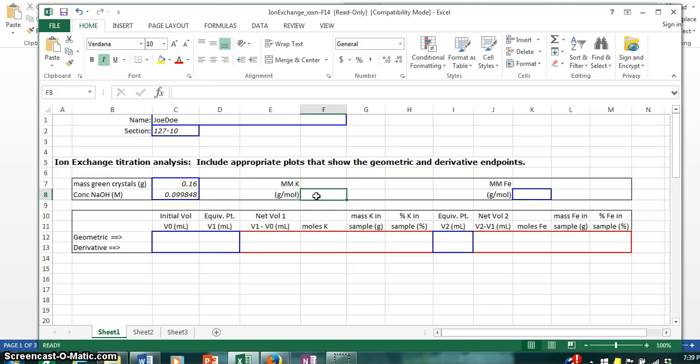Okay, molar mass of potassium. Where can we find molar mass of potassium? That'll take you back to your first exam.